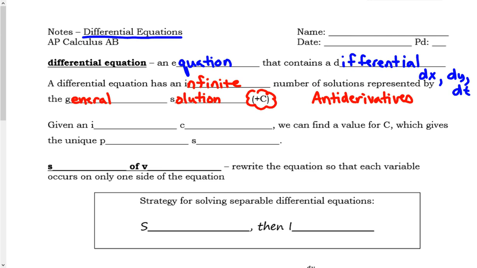Now, occasionally we will be given an initial condition. And when that happens, we can then find our value for c. And when we do find that value of c, that gives us the unique particular solution.